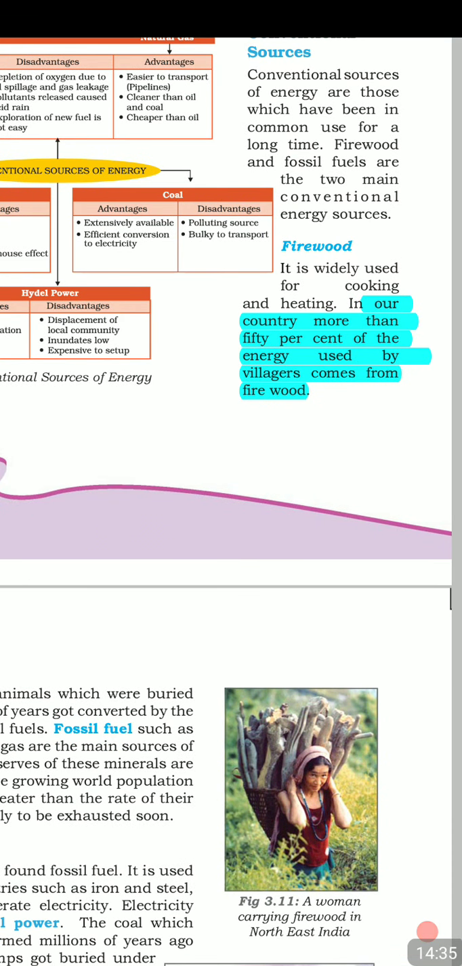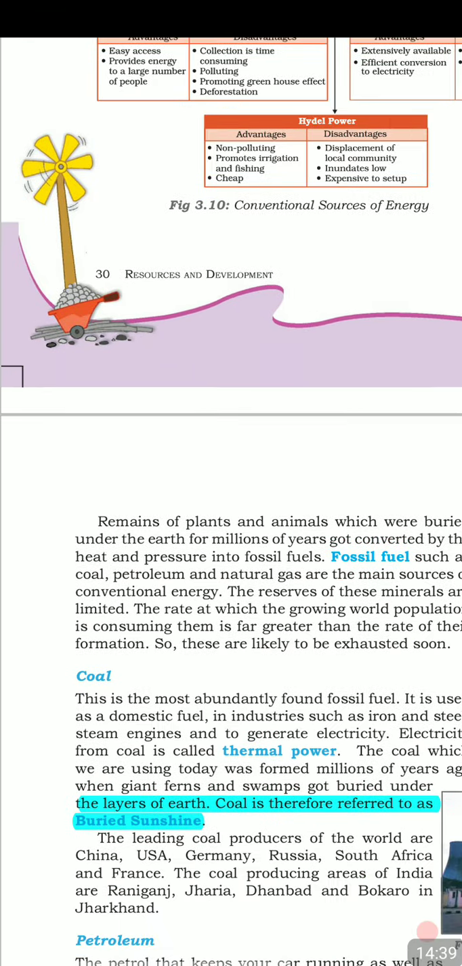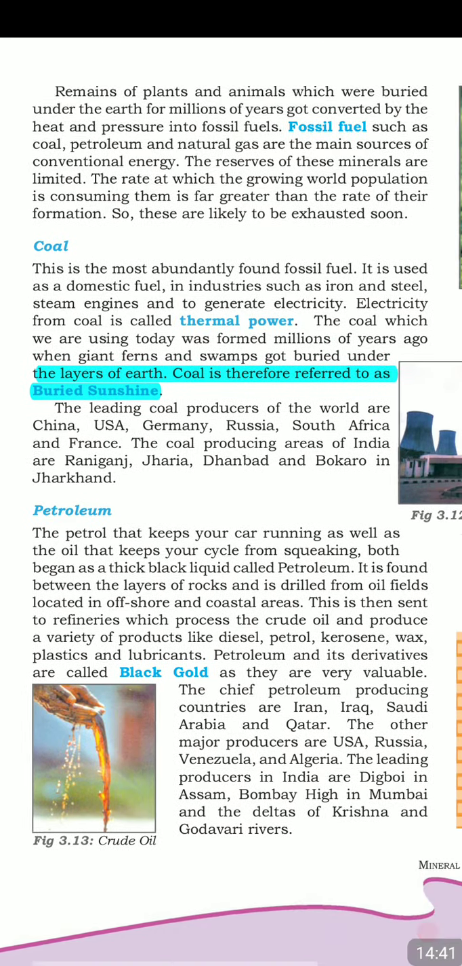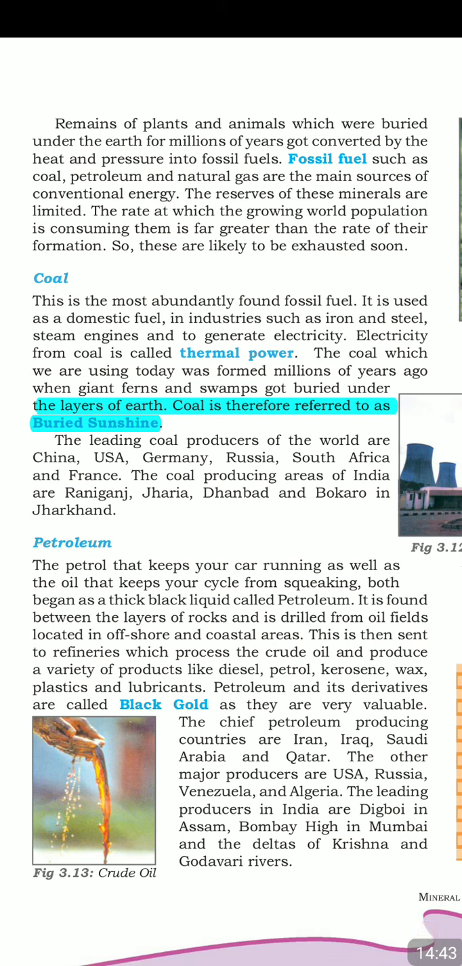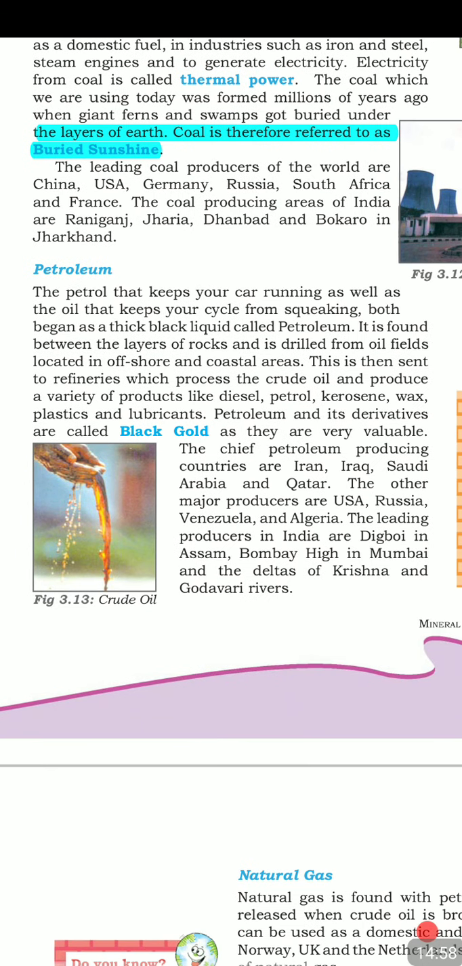Interesting fact to know about firewood is that more than 50% of the energy used by the villages comes from the firewood, right? Coal is used as domestic fuel and in industry such as iron and steel, steam engines, and to generate electricity, right? Electricity from coal is called thermal power. So coal is known as buried sunshine, and these are the important areas.